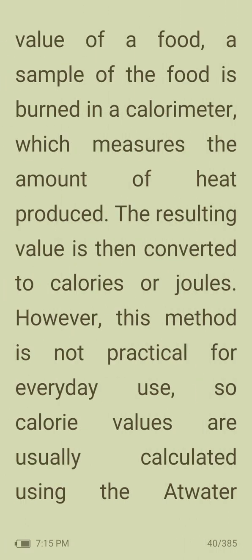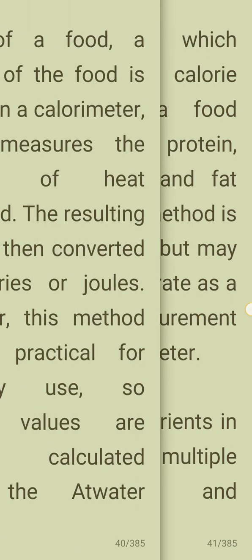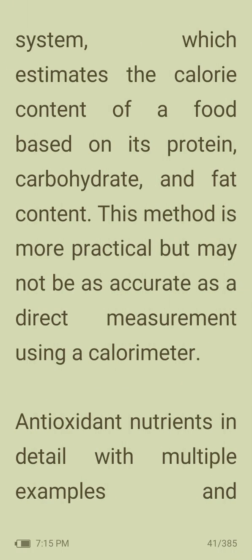To measure the calorie value of a food, a sample of the food is burnt in the calorimeter, which measures the amount of heat produced. The resulting value is then converted to calories or joules. However, this method is not practical for everyday use, so calorie values are usually calculated using the Atwater system, which estimates the calorie content of a food based on its protein, carbohydrate, and fat content. This method is more practical, but it may not be as accurate as a direct measurement using a calorimeter.